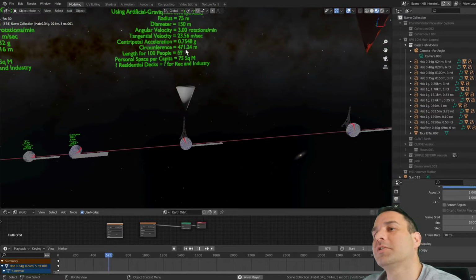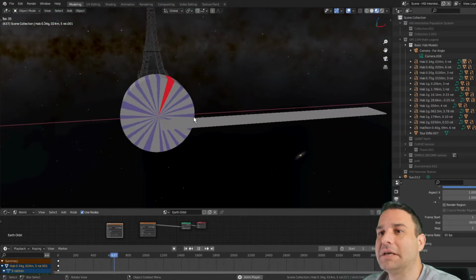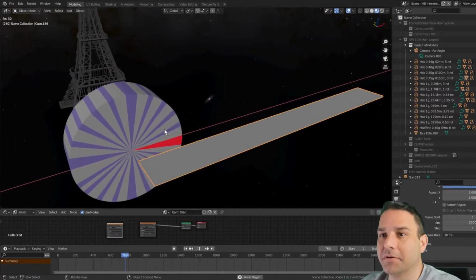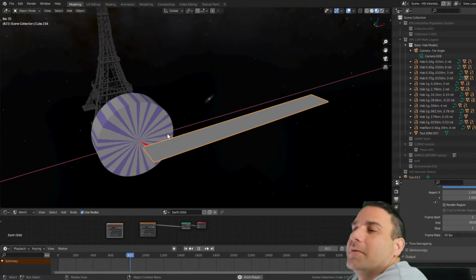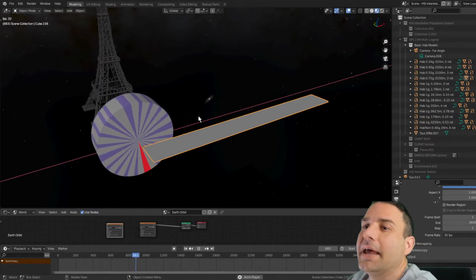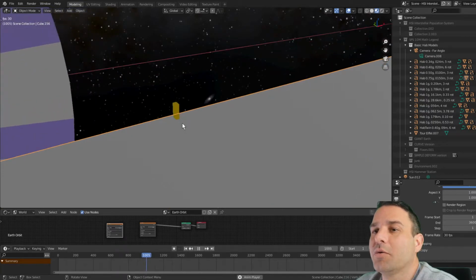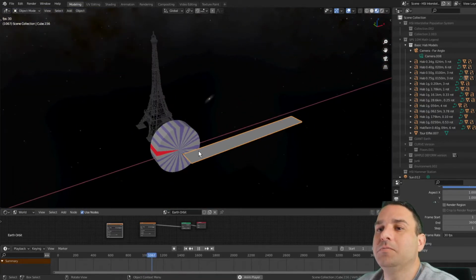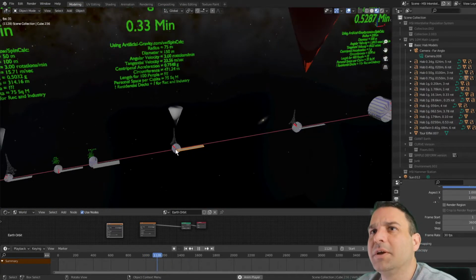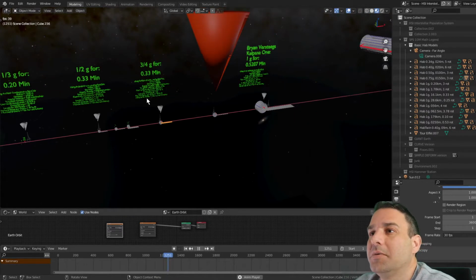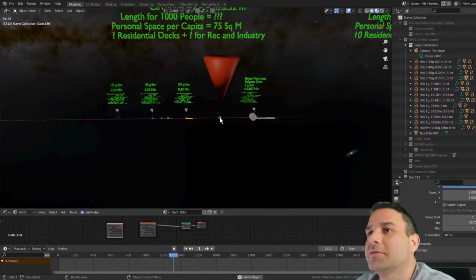Circumference 471 meters. So that tells you that this plane right here is 470 something meters from end to end. And that gives you quite a bit of living space. But now, keep in mind, you're still only at 3/4 of a g. So let's go up to the next one.